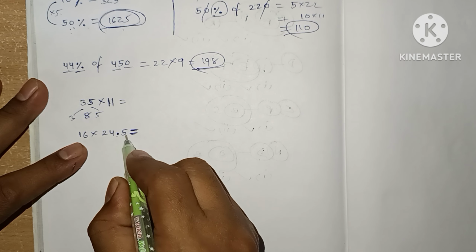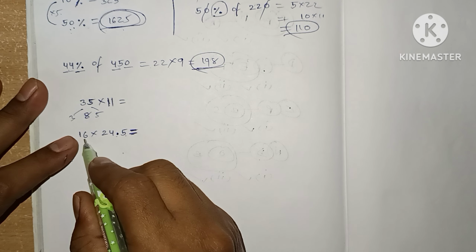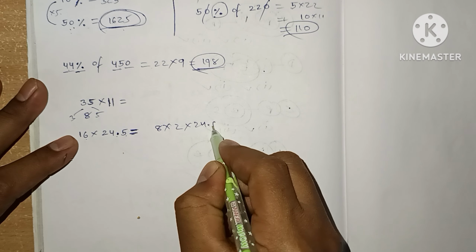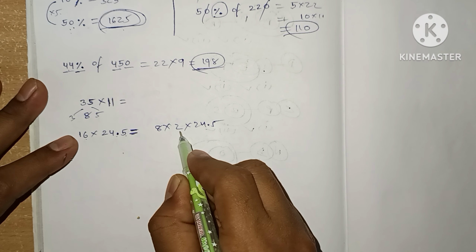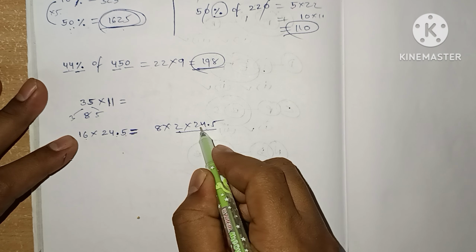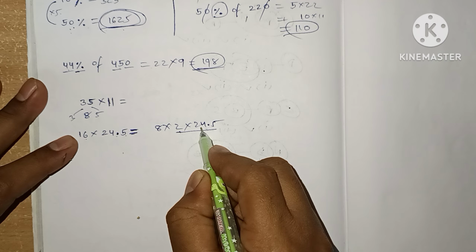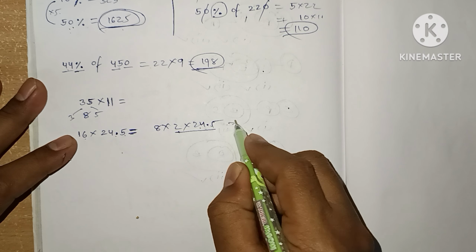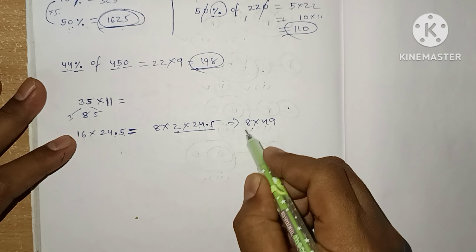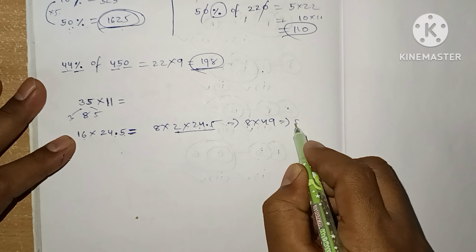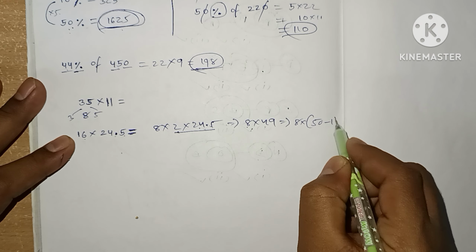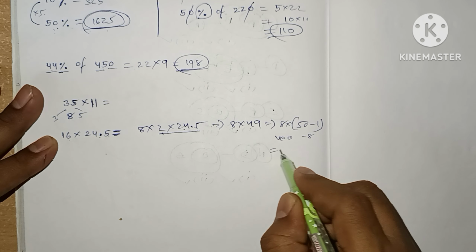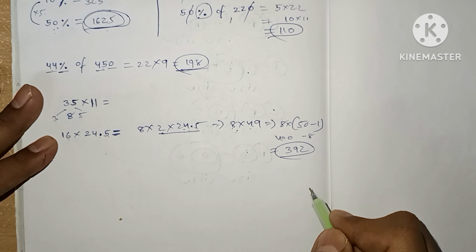If we see a 0.5, we can write this as 8 into 2 times into 24.5 times. We can calculate 2 times 24.5: 2 times 24 means 48, and the 0.5 twice becomes 1, so 49. So 8 into 49. This will be calculated as 8 into 50 minus 1. 8 5 times is 400. 400 minus 8 will be 392. So our answer is 392.